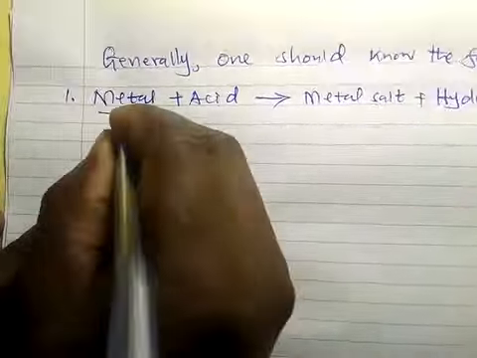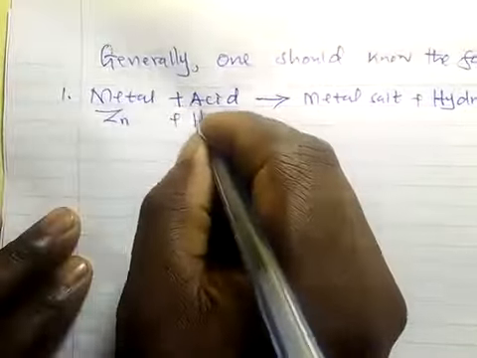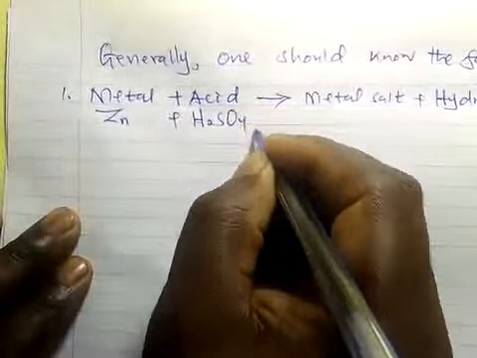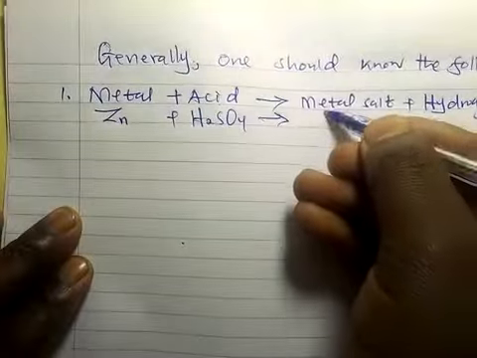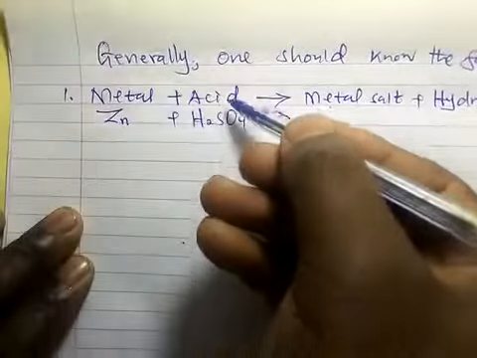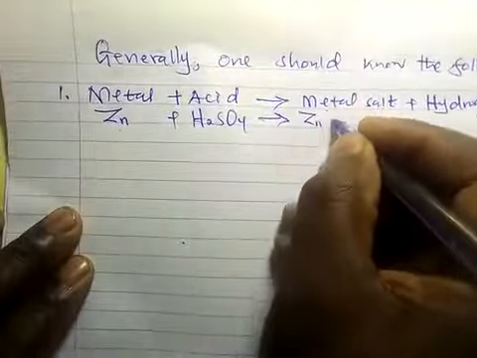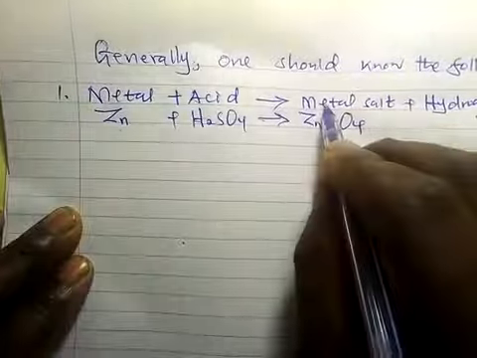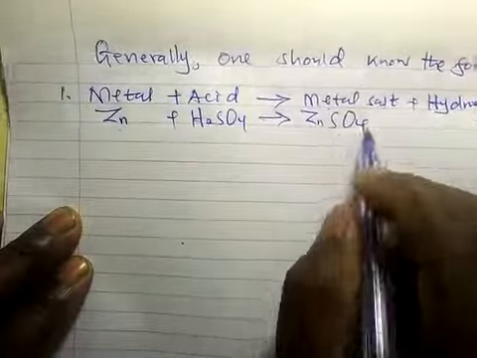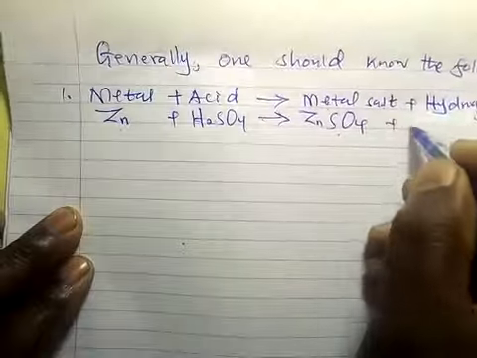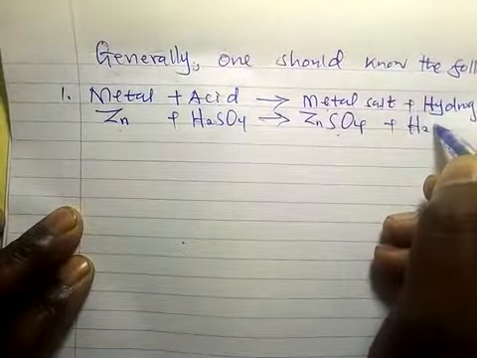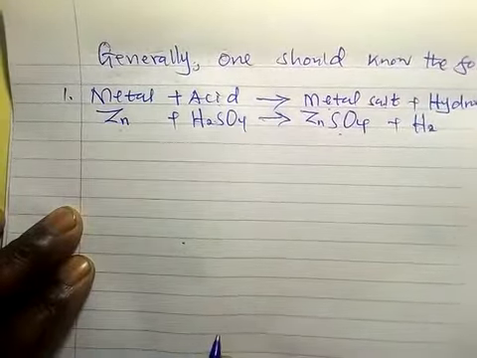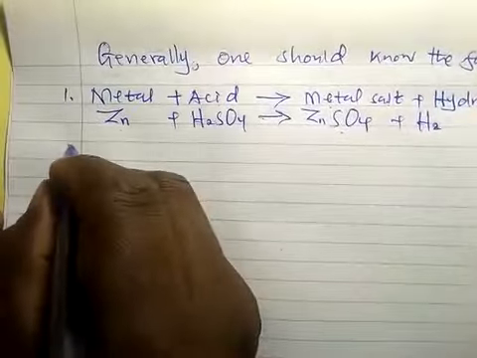So for example, when I give you zinc plus sulfuric acid, it forms zinc sulfate. You can see it is the metal salt. The salt comes from the acid, and then plus hydrogen gas, right?